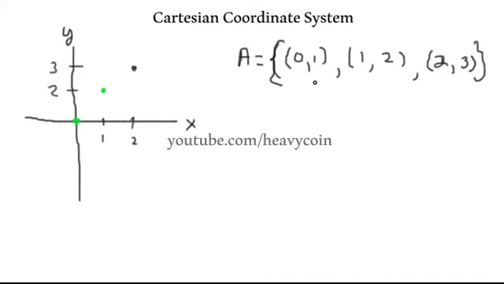Well, this is a special set. This is a function. And we're going to talk about that here in the next section, what functions are. But this is a set of ordered pairs, but it's a special set.